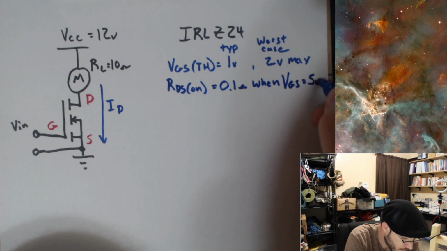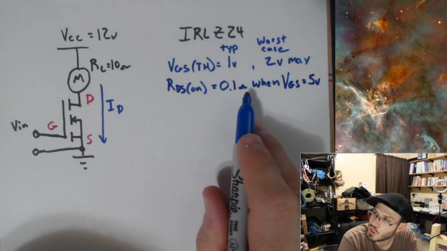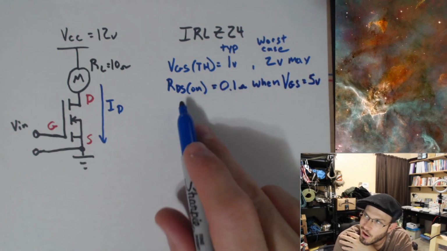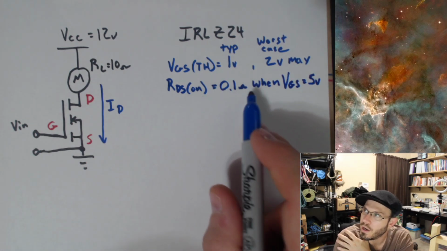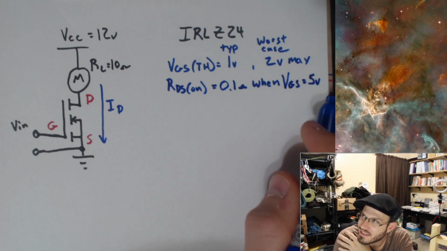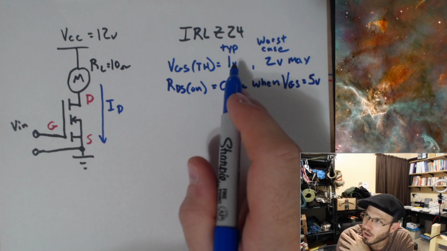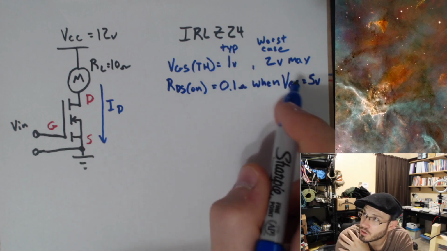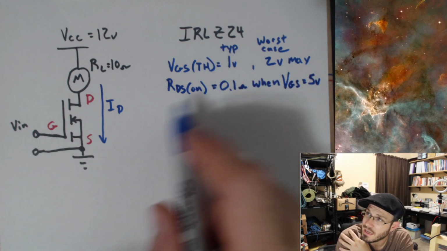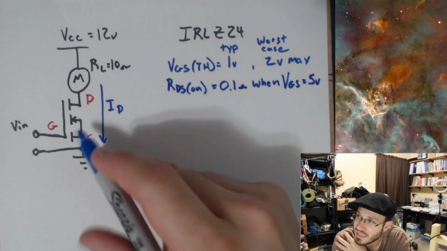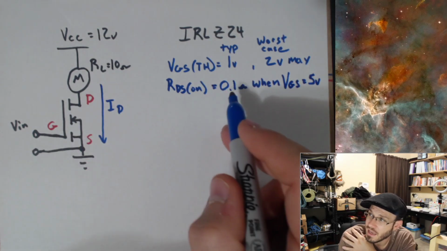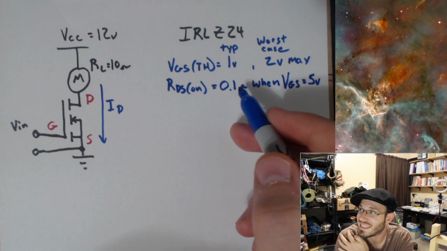Okay, now this was taken straight from the data sheet. It says RDS on equals 0.1 ohm when VGS is equal to 5 volts. So it looks like when we are about 4 volts greater than our threshold voltage, this MOSFET is guaranteed to be behaving like a 0.1 ohm resistance.